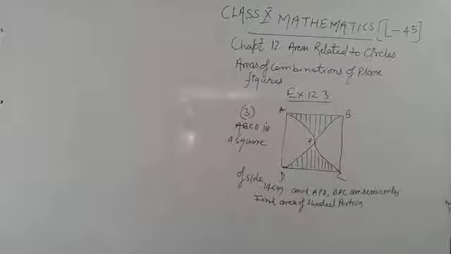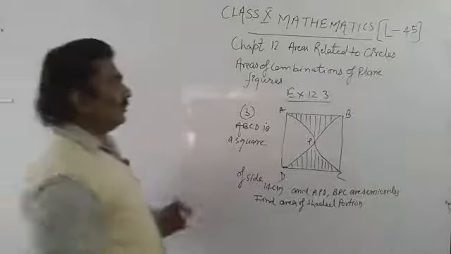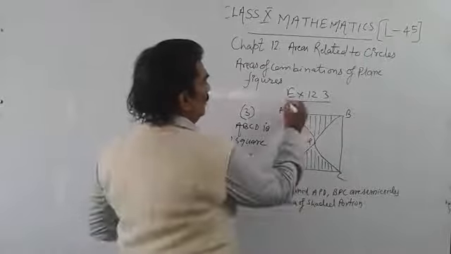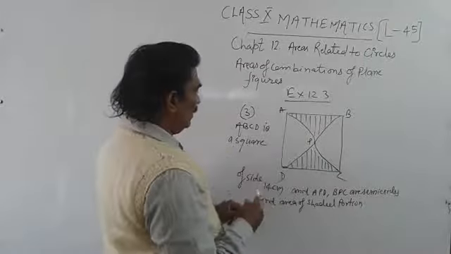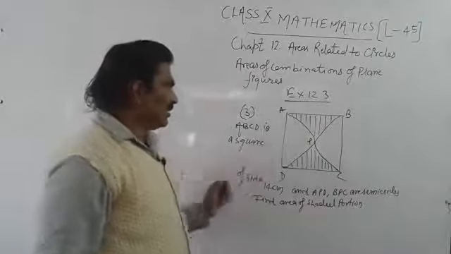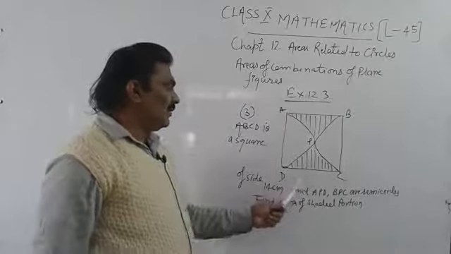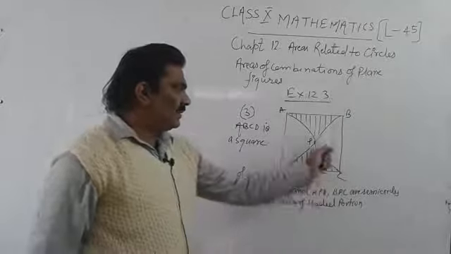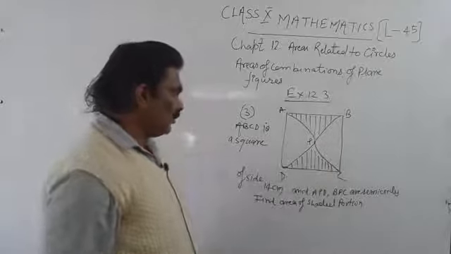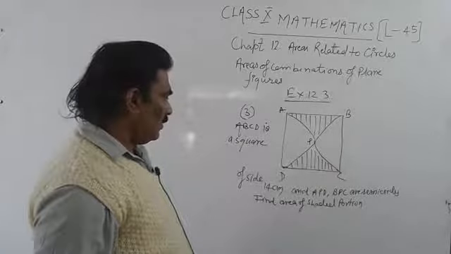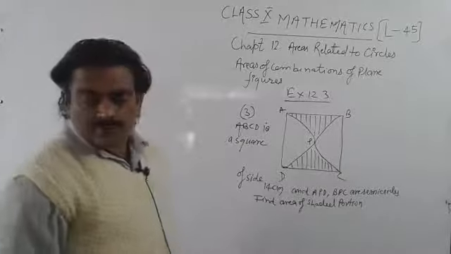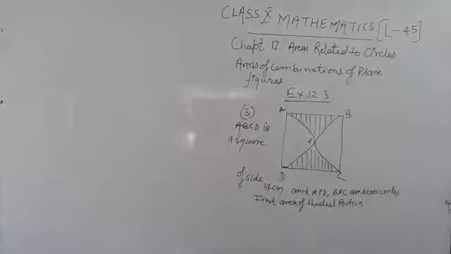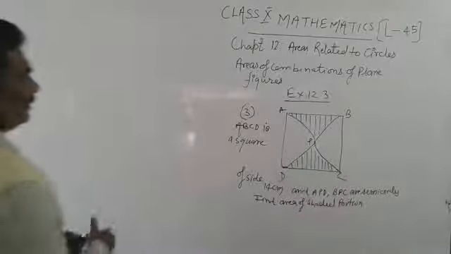So students, now we have question number 3 of exercise 12.3. According to the question, ABCD is a square of side 14 centimeter, and APD and BPC are two semicircles. Find the area of the shaded portion. So students, in this question we have to find the area of the shaded portion.